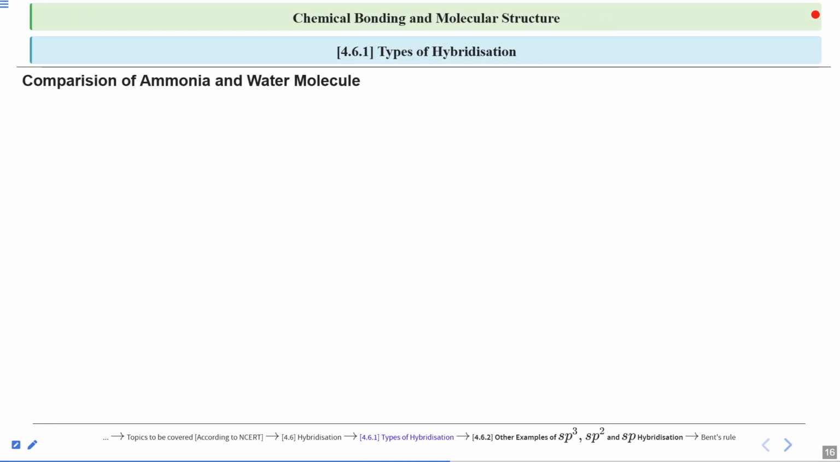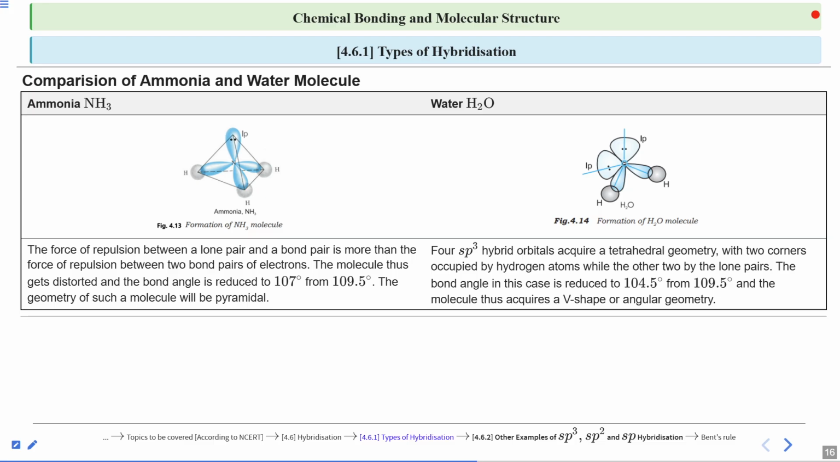Now let us compare a very interesting case here, which is the case of the ammonia and water molecules. If you calculate the steric number of both of these, you will find that they both have a steric number of 4. But their shapes are completely different. Your NH3 is trigonal pyramidal, whereas your water molecule has a bent shape. The geometry is the same, but your bond parameters and angles are not the same because of the involvement of lone pairs.